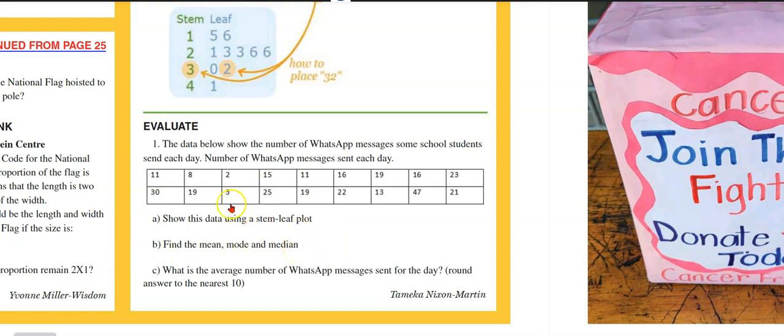Suggestion. First thing, get this data and arrange it in ascending order. Then based on that, you're able to quickly figure out what the mode and the median would be. Then find the mean by adding all of the numbers and dividing by the total number of addends. What is the average number of WhatsApp messages sent in a day? Round your answer to the nearest 10.